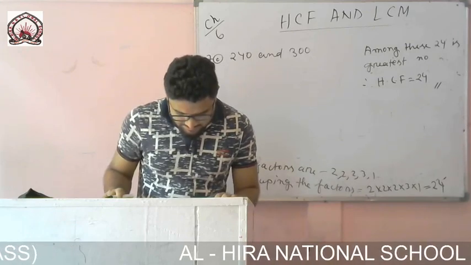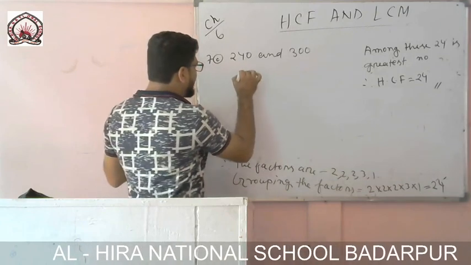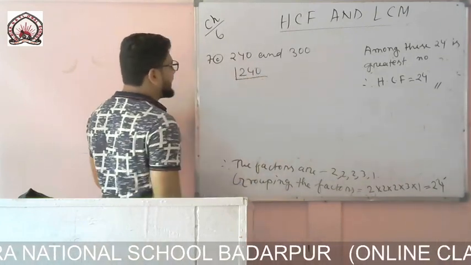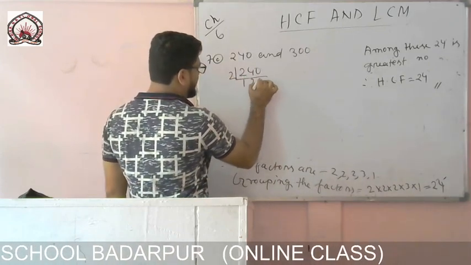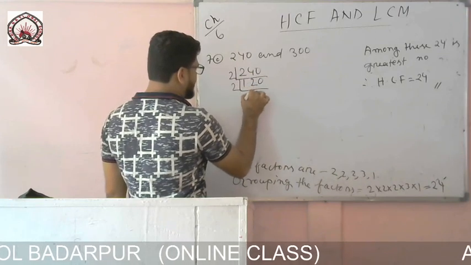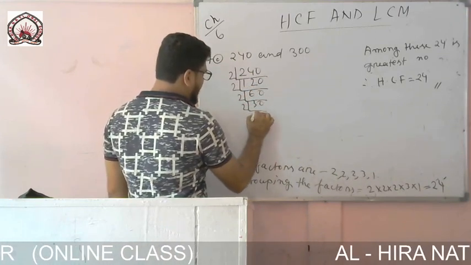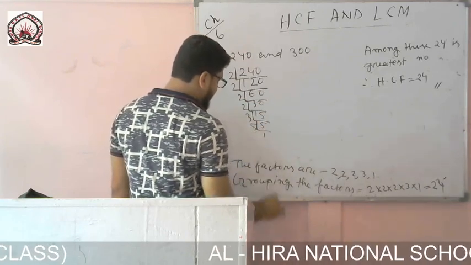So 240. Okay, like this you do. 2 ones are 2, 2 twos are 4 and 0. With 2 again, 2 sixes are 12, 0. With 2 again, 2 threes are 6, 0. With 2 again, 2 fifteens are 30. With 3, 5 threes are 15, 5 ones are 5.